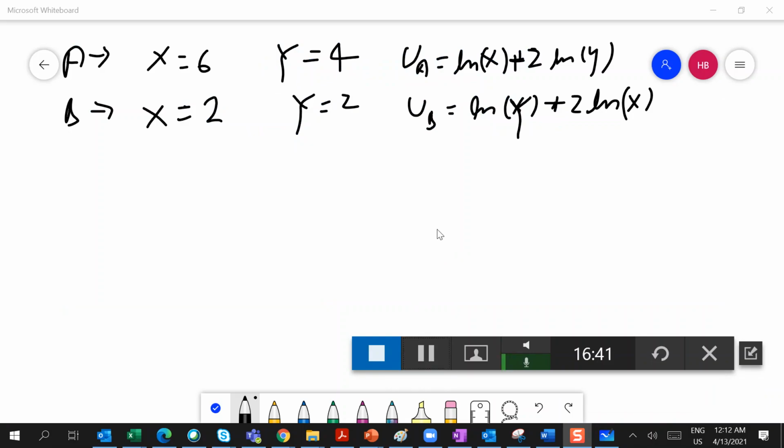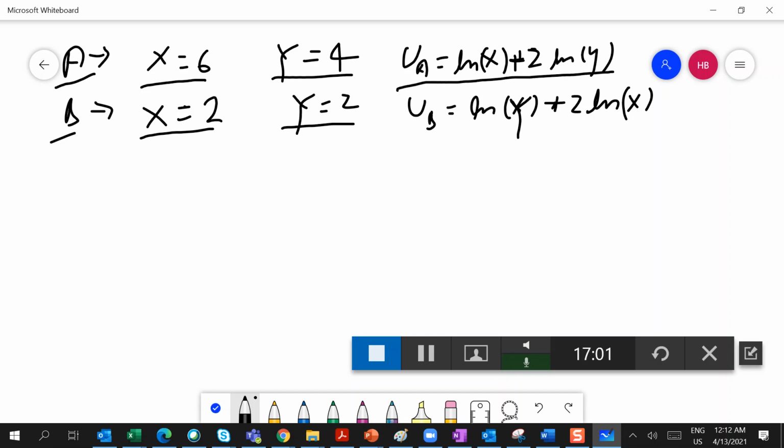So we'll just look into one example now. Consider A and B are two consumers, and A has an initial endowment of X equal to 6 and Y equal to 4, and B has an initial endowment of X equal to 2 and Y equal to 2. A's utility function is UA equals ln X plus 2 ln Y, while B's utility function is ln Y plus 2 ln X.